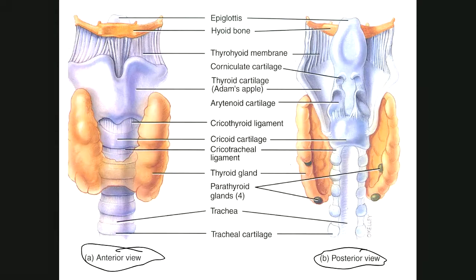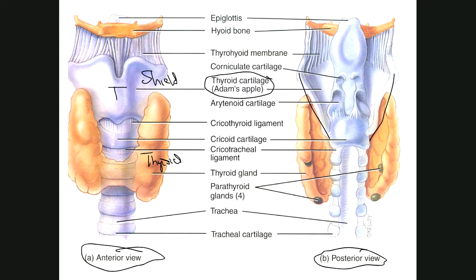Well, the largest of the cartilages are the single ones. The very largest one is called the thyroid cartilage because right here is the thyroid gland. So the thyroid cartilage is this one. It's sort of shield shaped. And like a shield, it doesn't go all the way around. Look, it only comes to here. It doesn't go all the way to the back.